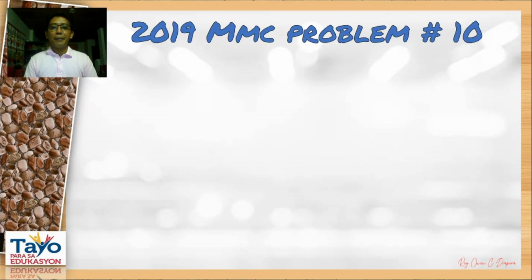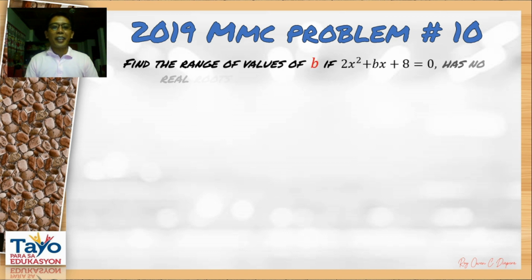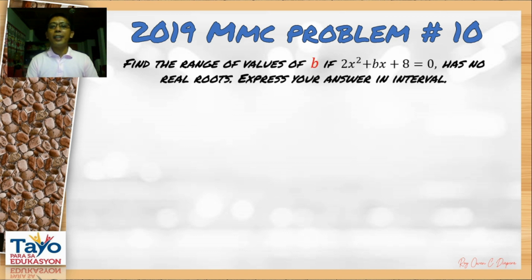Problem number 10. We are asked to find the range of values of b if 2x squared plus bx plus 8 is equal to 0 has no real roots. Express your answer in interval. Now, before we can answer this question, of course, allow us to review ourselves.